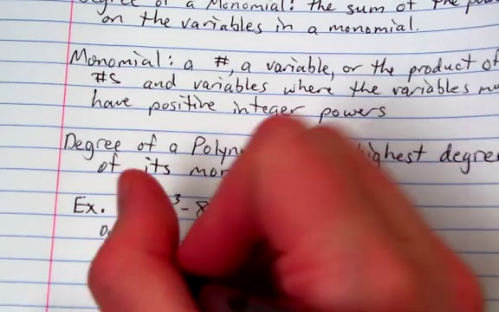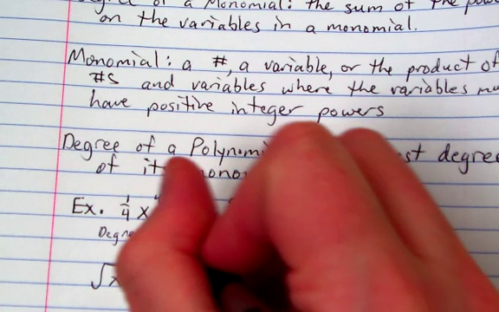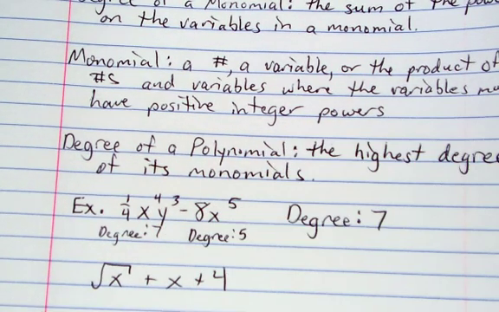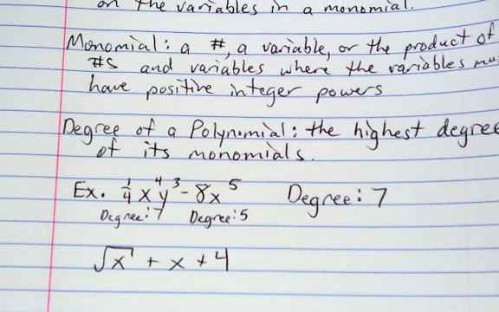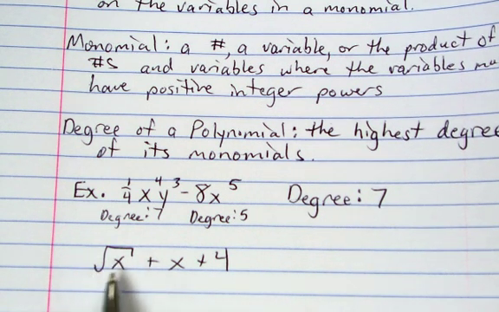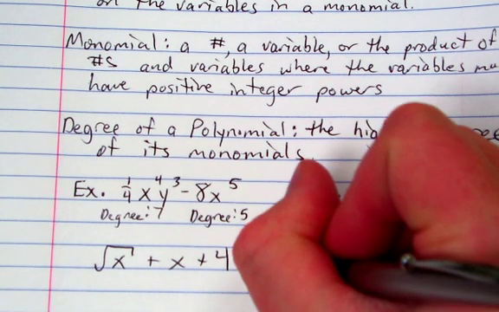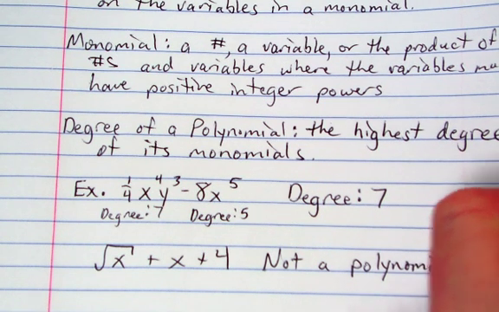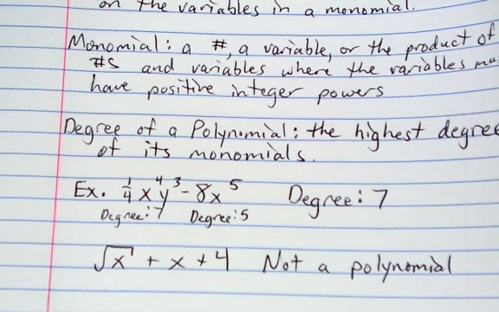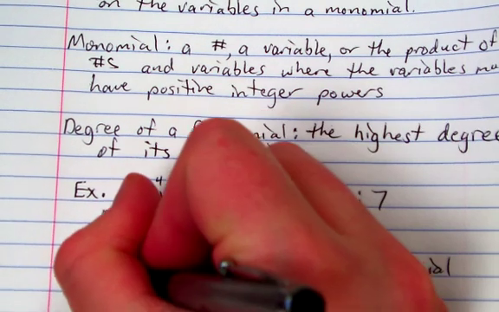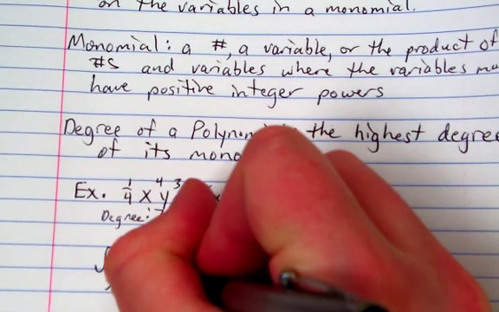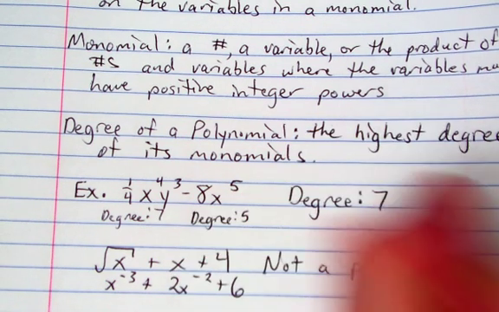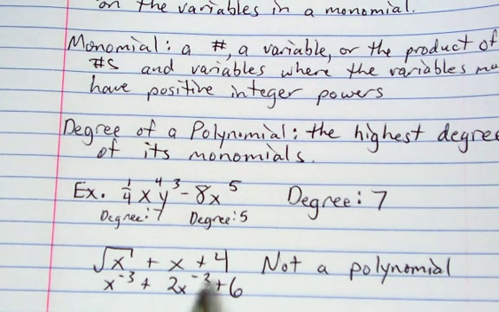If I were to ask you about this expression, if I asked you what the degree was, you would say, well, it doesn't have a degree because it is not a polynomial. The square root of x is not a monomial, so this is not a polynomial. The same type of thing would be said about the expression x to the negative third plus 2x to the negative second plus 6, because these have negative exponents, and you cannot have negative exponents in a polynomial.